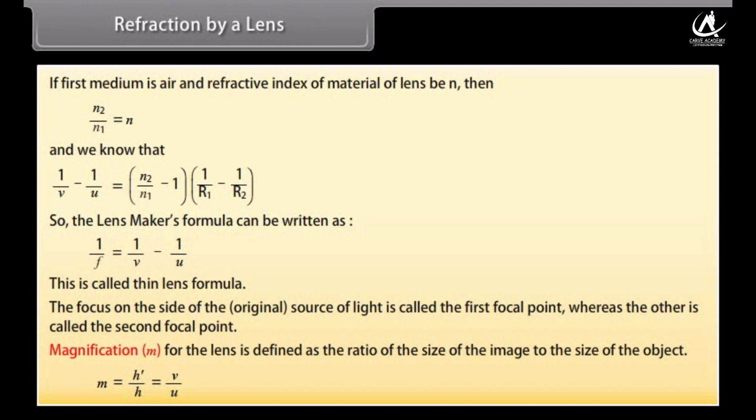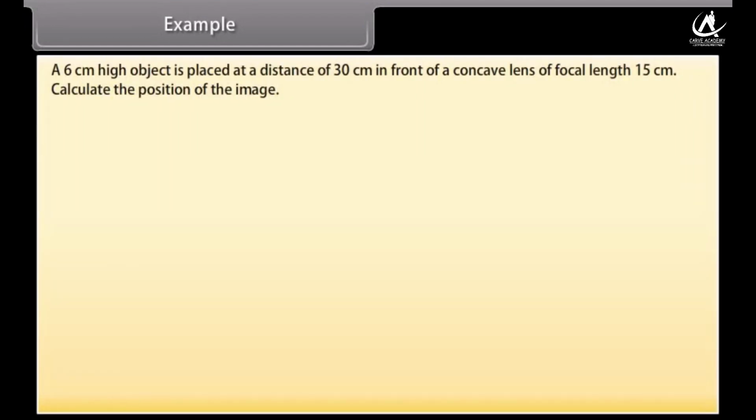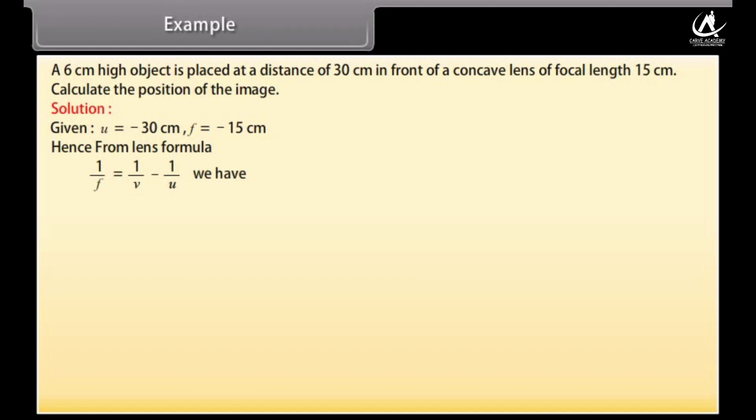Example. A 6 centimeter high object is placed at a distance of 30 centimeters in front of a concave lens of focal length 15 centimeters. Calculate the position of the image. Solution. Given u is equal to minus 30 centimeters, f is equal to minus 15 centimeters. Hence, from lens formula, 1 upon f is equal to 1 upon v minus 1 upon u.